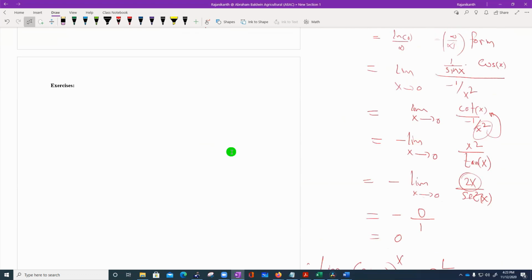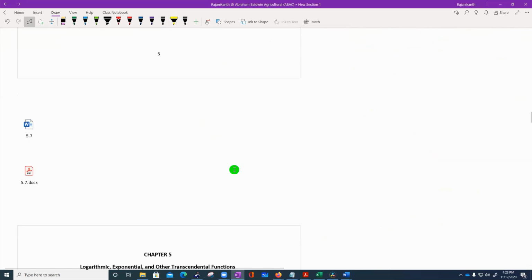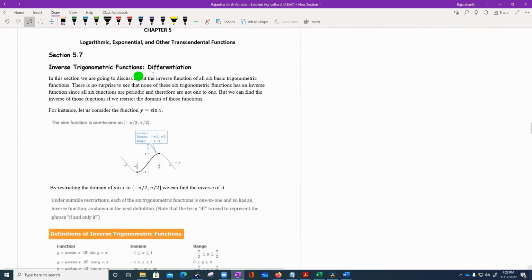Yes, there are several ways. That is also one indirect way of applying the L'Hopital rule, the one you are talking about. Yes, you will get the same answer. So that is about using the L'Hopital rule, section 5.6. Now 5.7 is simply talking about the inverse trig functions.